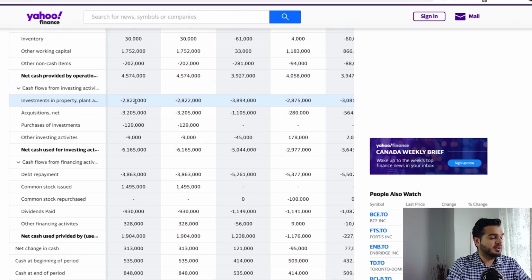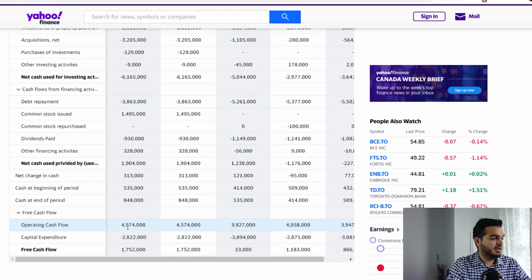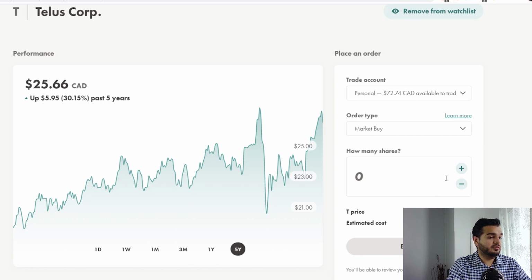And here you can see how TELUS is using its cash. It's making investments in property, plant, and equipment. It has some other small investing activities. It is paying down debt. It issued some common stock. And it's been paying dividends along the way. And the one cool line you want to focus on is operating cash flow. You want to see, is this cash flow growing so it can continue paying dividends and grow that dividend for the years to come. So I'm going to go ahead and buy my 1 share of TELUS.